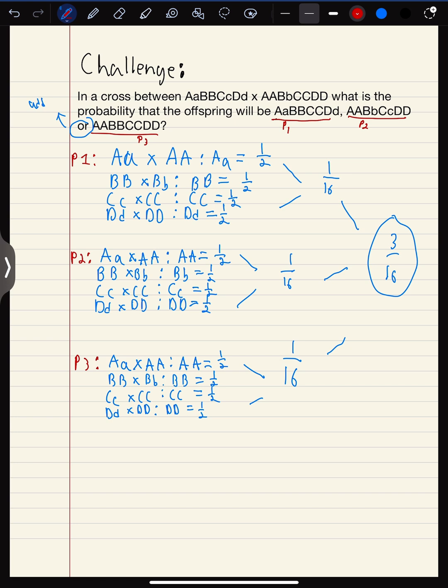So that is probability in a nutshell. It isn't too bad. You just have to remember when you multiply and when you add. Alrighty?